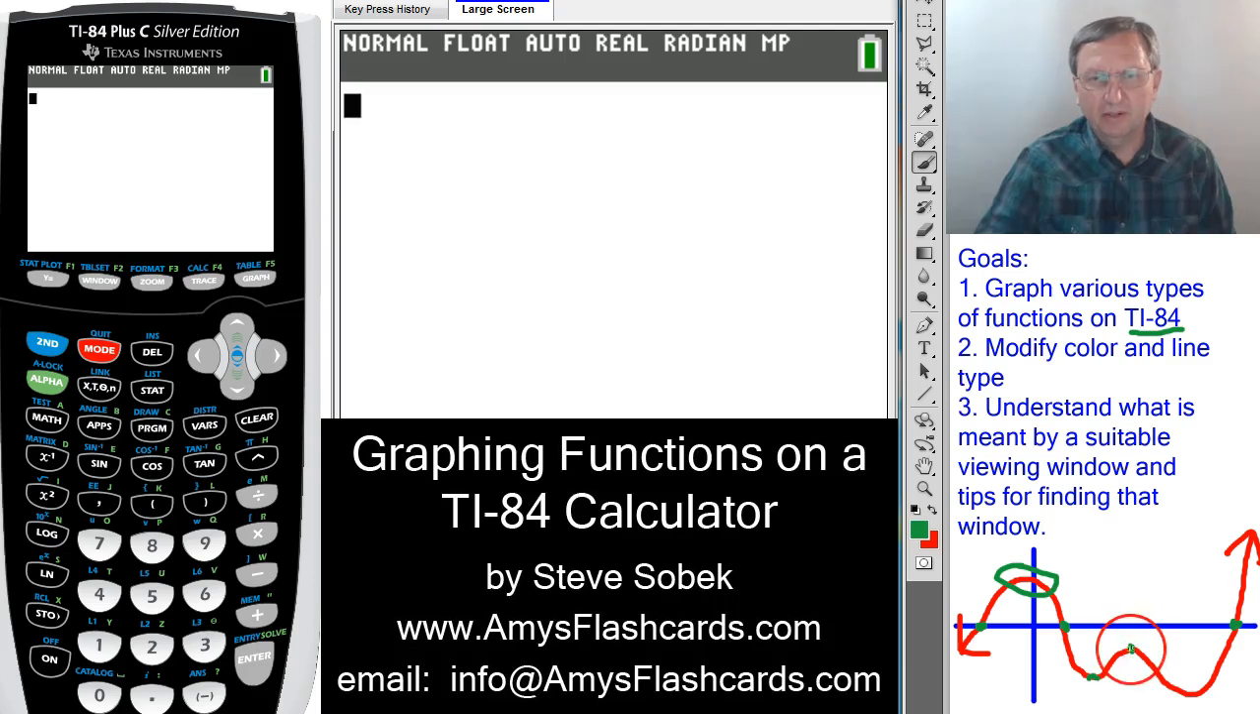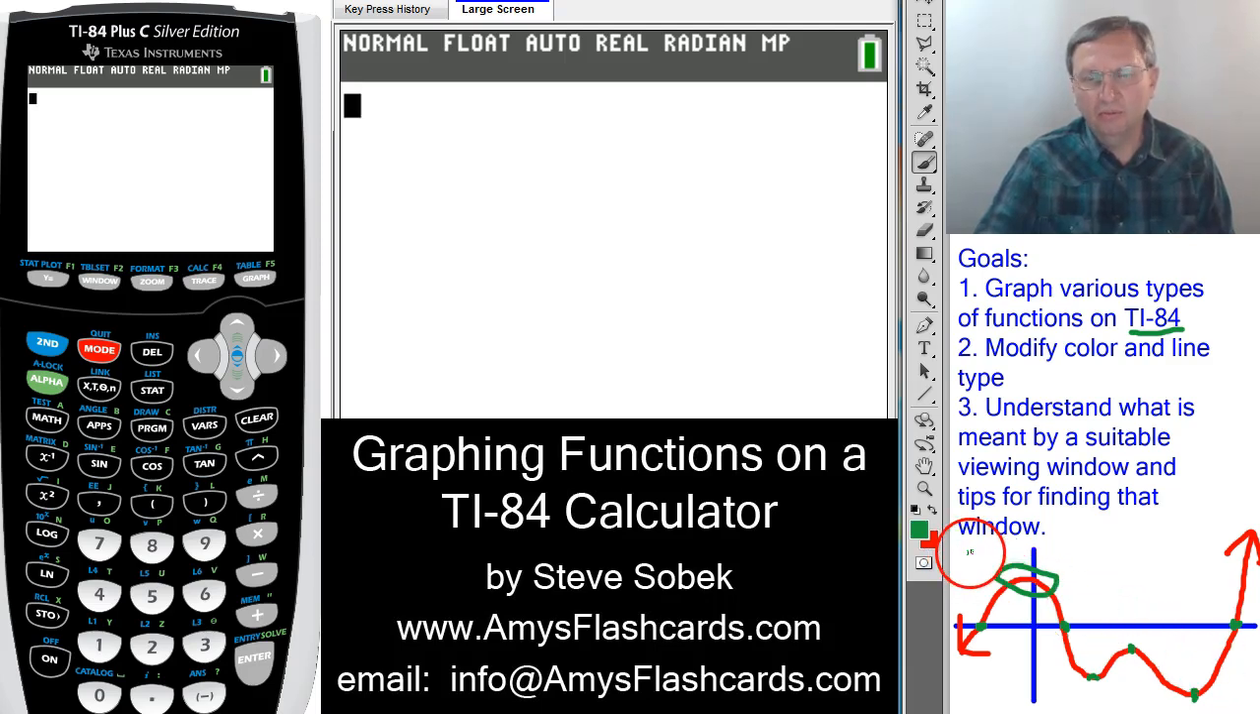Now, of course, when I call this a relative maximum point, it's not the highest point. There's many points higher than that. But relative to the points to the left and right, this is higher than they are, and so that's a relative maximum point, and this is a relative minimum point. So we would like to see our viewing window show those relative max and min points.